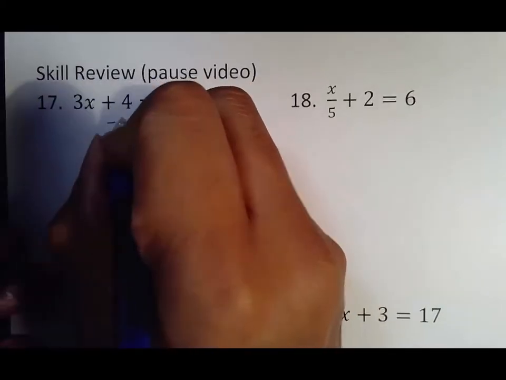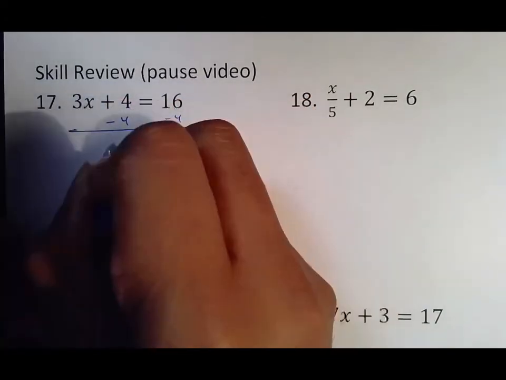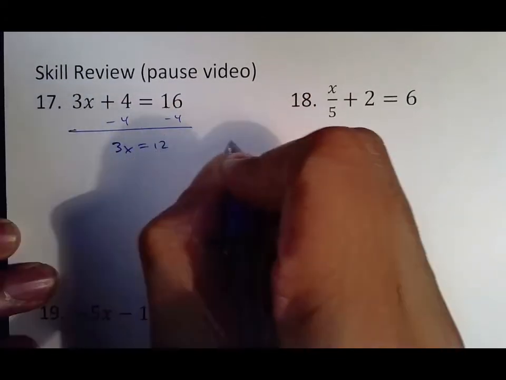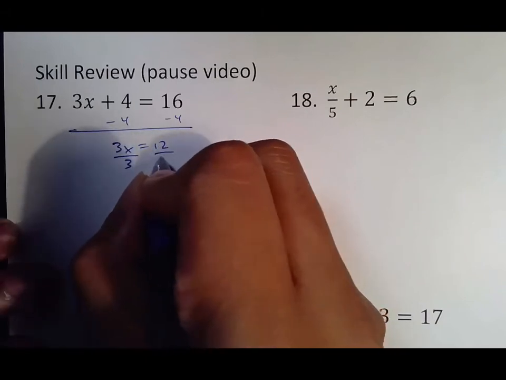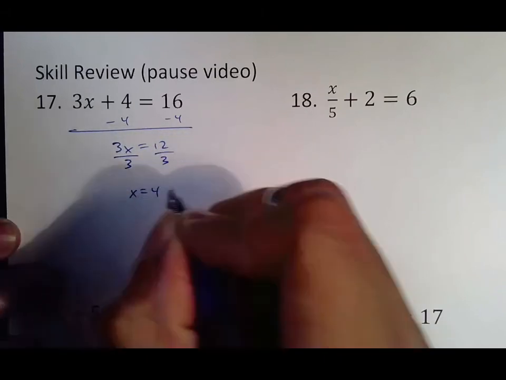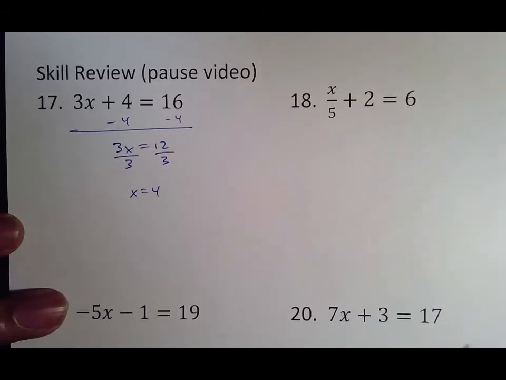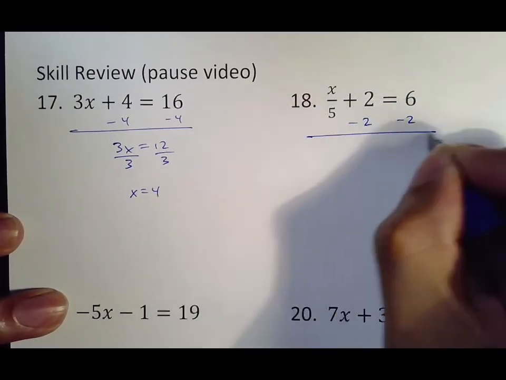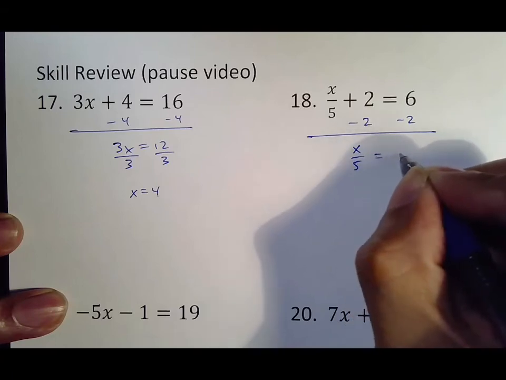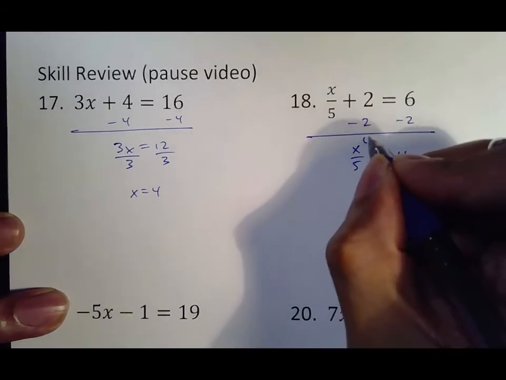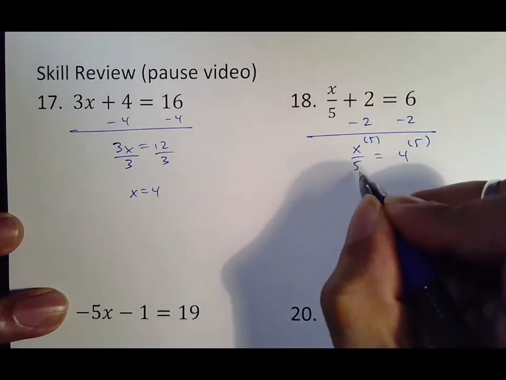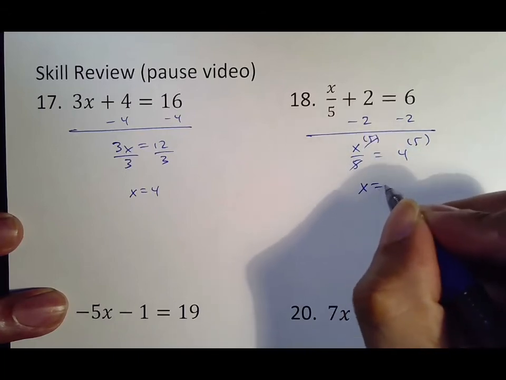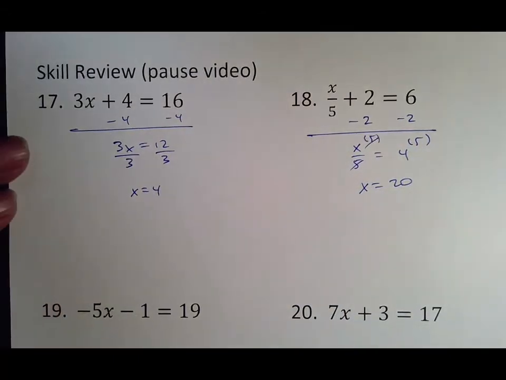First thing you want to do, subtract 4, then divide by 3. That's it. Again, move the added or subtracted number first. So now we move the plus 2 by putting minus 2. We bring down everything else. We then get rid of the 5 by multiplying by 5. These 2 things go away, as we have learned, giving us 20.